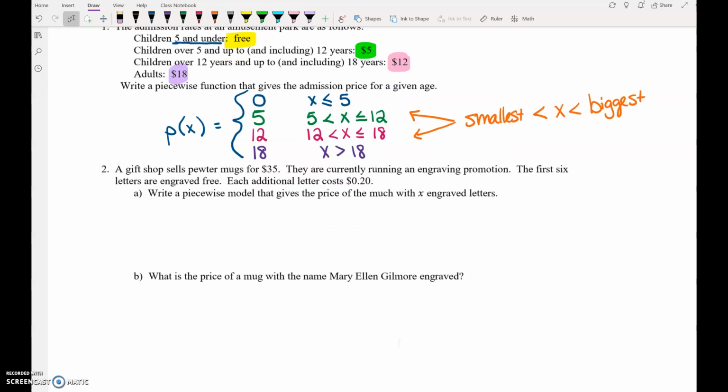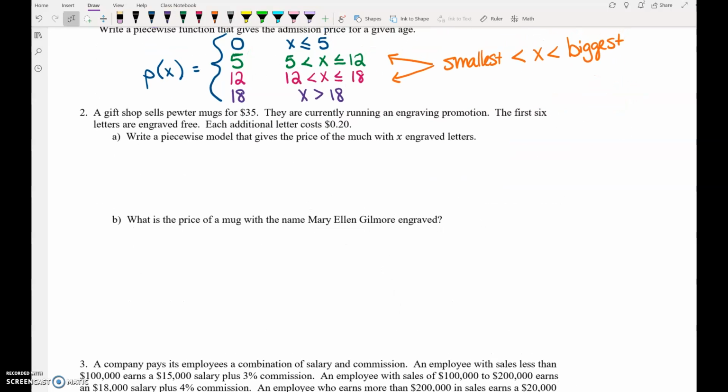A gift shop sells pewter mugs for $35. They are currently running an engraving promotion. The first 6 letters are engraved for free. Each additional letter costs 20 cents. Write a piecewise model that gives the price of the, is that supposed to say mug? Definitely says mug. Gives the price of the mug with X engraved letters.